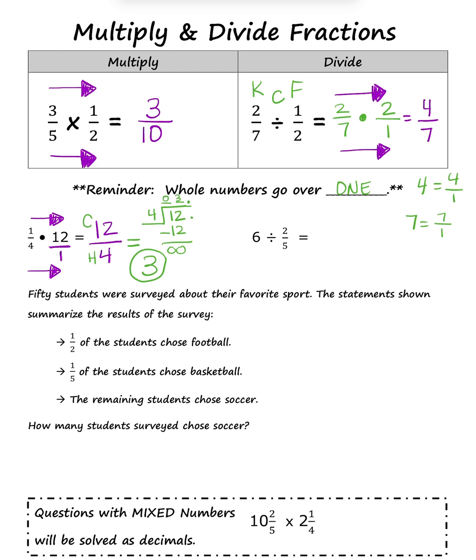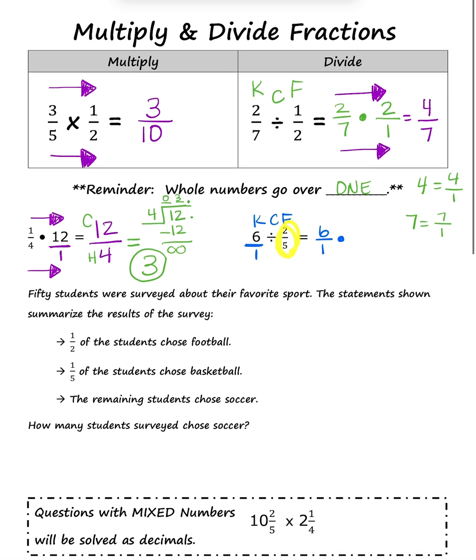So let's divide with a whole number. Remember, our rule for dividing is keep, change, flip. Okay? So first things first, I'm going to put my whole number over 1. And then I'm going to label KCF. So I'm going to rewrite my problem. I have keeping my first fraction, 6 over 1. I am changing my symbol to multiply, and I am flipping my second fraction over, and so the 5 will be on top, and the 2 will be on the bottom.